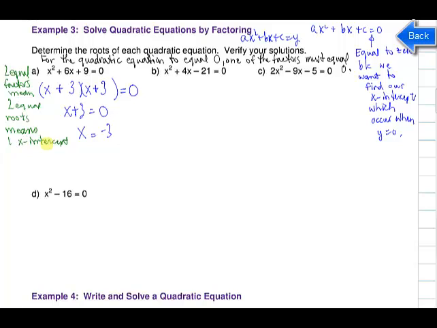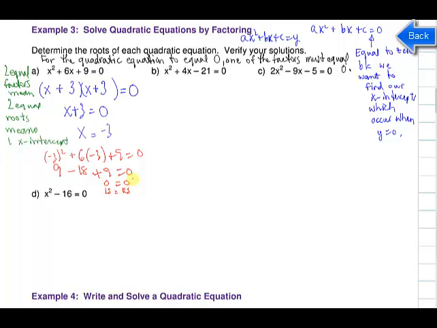Okay, now you've been asked to verify, so let's do that. We want to check that our negative 3 does indeed work, so we're going to plug it into the original equation. Remember, when you verify, always back into the original equation. So I'm going to go negative 3 squared plus 6 times negative 3 plus 9 equals 0. So 9 minus 18 plus 9 equals 0. So yes, my left side equals my right side.